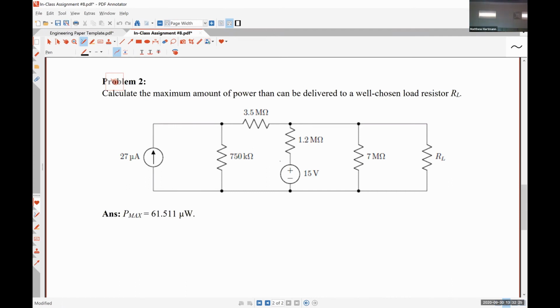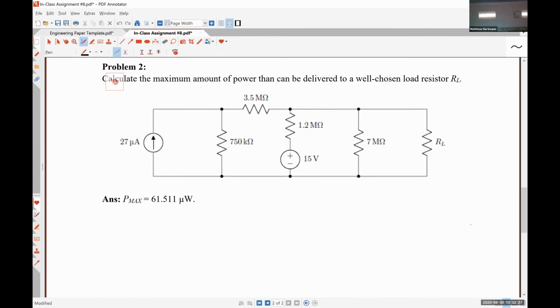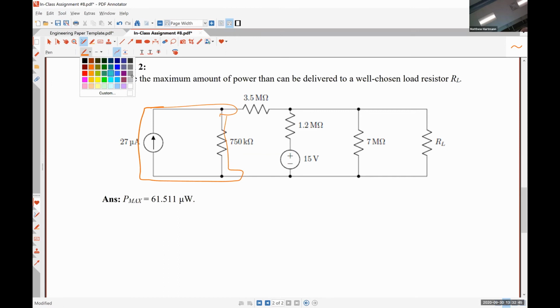All right, so in this circuit, there are 2 practical sources. The first one is this practical current source. It contains an ideal current source in parallel with that 750 kilo ohm resistor. And our second practical source is this practical voltage source, which contains a 15 volt source in series with a 1.2 mega ohm resistor.